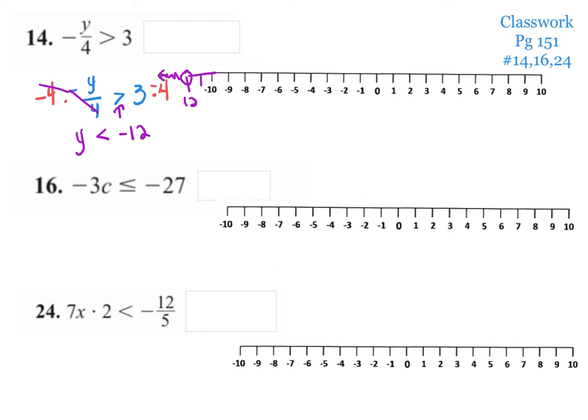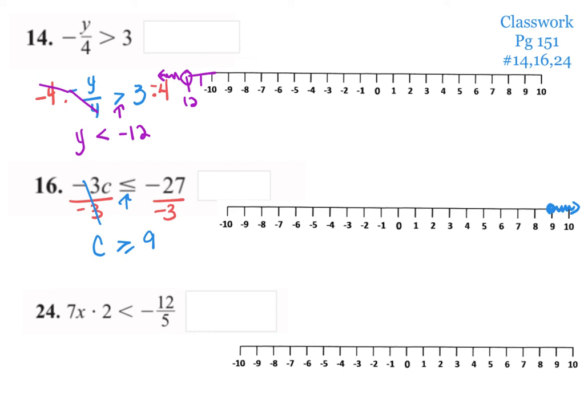On the next one, negative 3 times c. So I'm going to divide both sides by negative 3. On the left-hand side, I have just a c. Because I did divide by a negative, I'm going to flip that. And then negative 27 divided by negative 3 is positive 9. So I'm going to go to positive 9. It's going to be a closed circle and everything bigger than that.